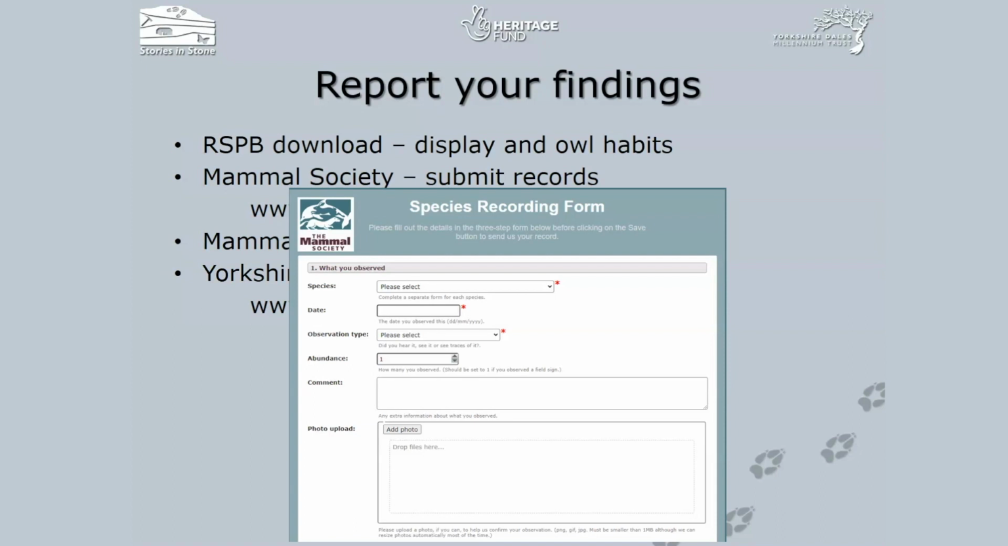So in this case, you can upload a photo of the skull, and for one of the observation types, the options that are available for that section of the form, you can enter that the animal was deceased, and obviously in the case of an owl pellet finding, that would be the case.